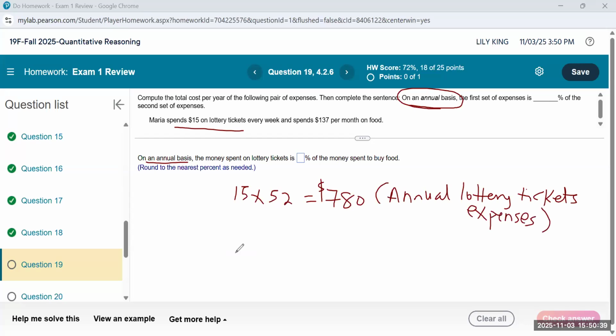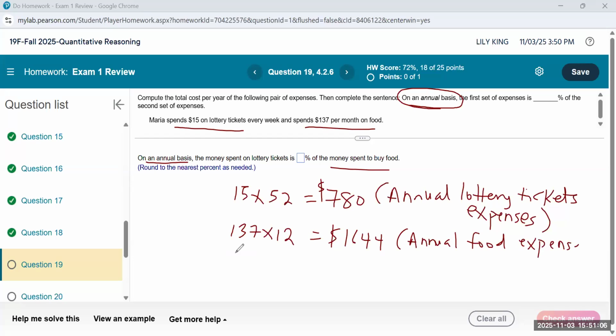Expenses. Now we also need to find the annual food expenses. If she spent $137 per month on food, we have 12 months in a year. So at the end of the year, Maria is going to spend $1,644. So annual food expenses.